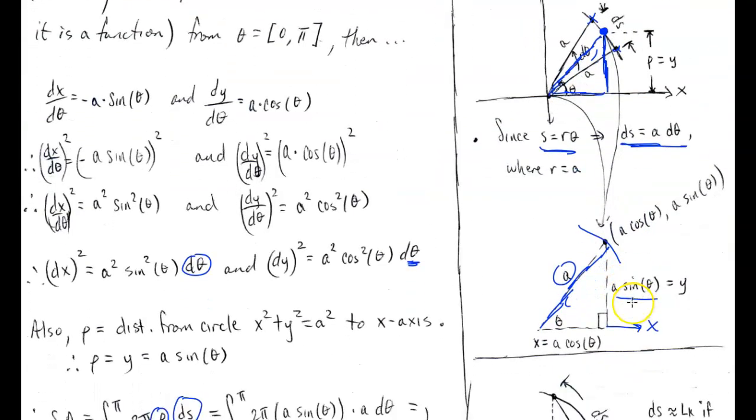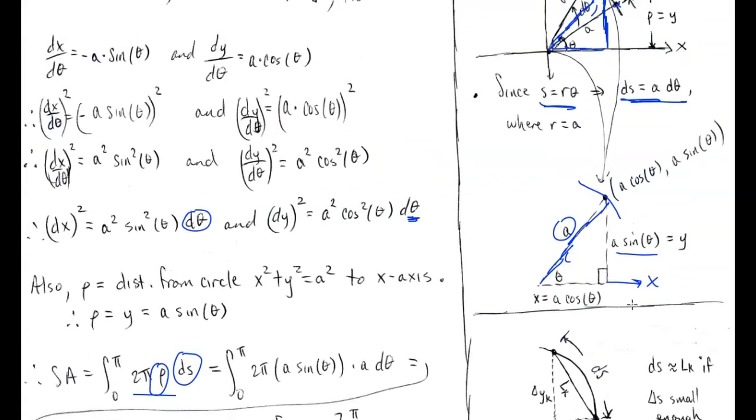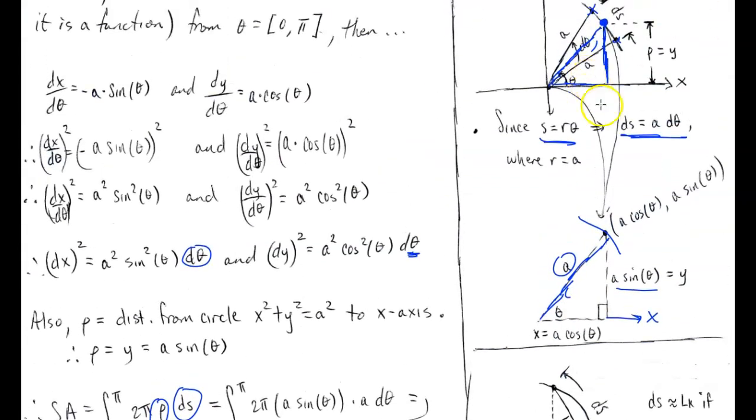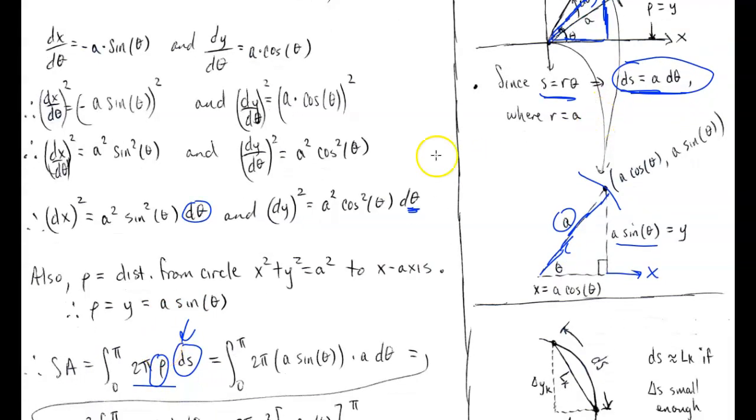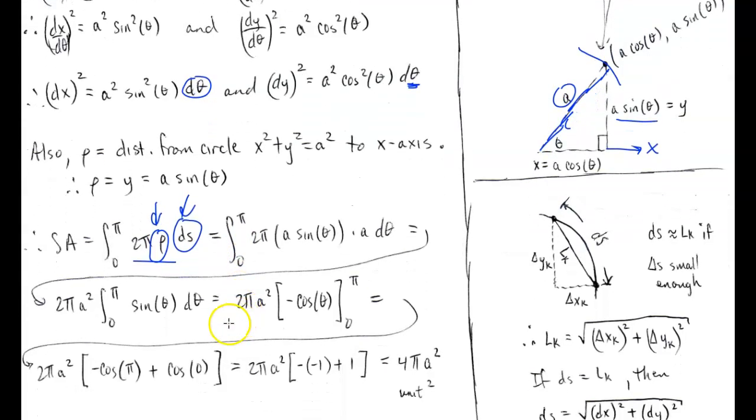So now what we've done is we've pretty much said, hey, here's a way to describe ds in this formula in terms of theta. And we found a way to express basically the distance in between the thing that we're trying to rotate about the axis of rotation and the axis of rotation. We found a way to be able to express that in terms of theta. So once we've done that, then of course we use the surface area formula. The limits of integration go from 0 to 180 degrees.